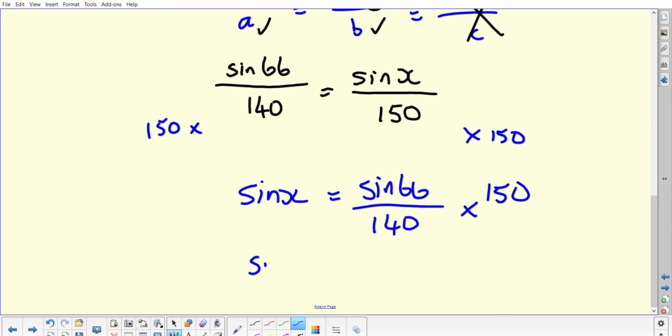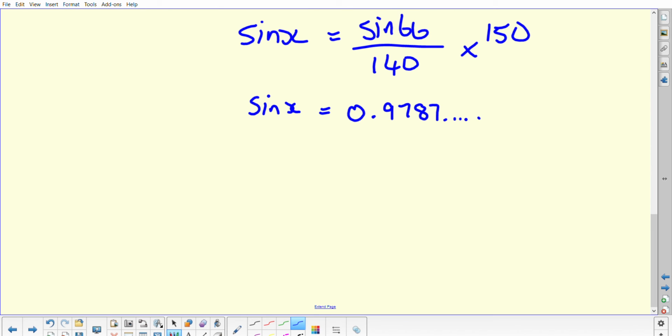If I do that on the calculator, I'm going to get a value which is going to have loads of decimals: 0.9787, and a whole load of other digits. Now, do not round at this point, just leave all that in your calculator.